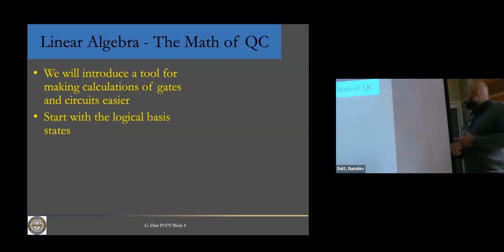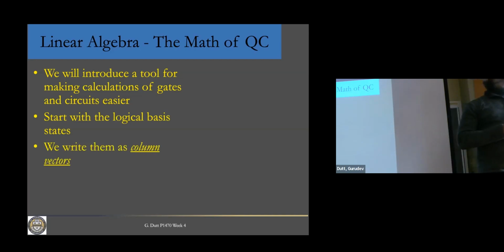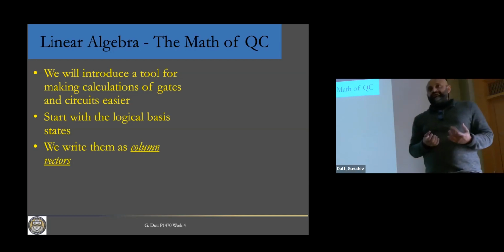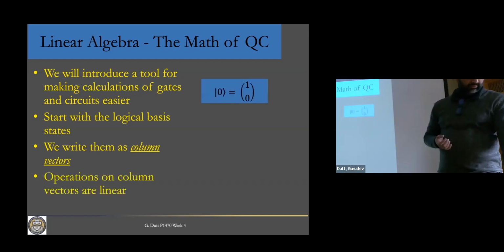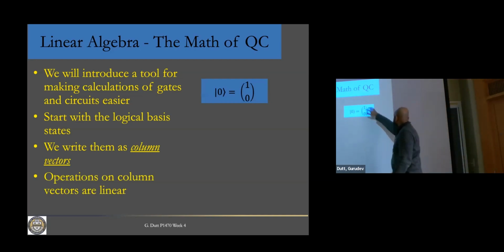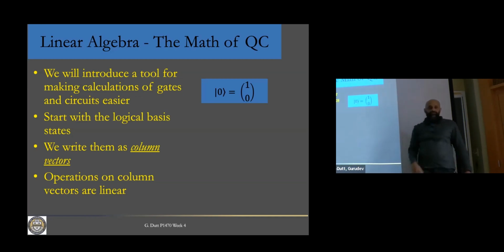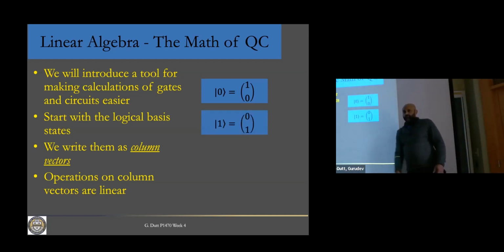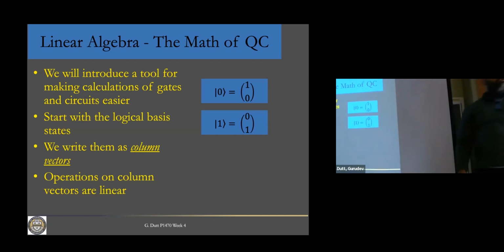And so we'll start with the logical basis states, 0 and 1. And we will write them now as column vectors of numbers. So instead of just writing the ket 0, we will write it as a column vector with two numbers in it. Now, these two numbers can in general be complex, but for the basis states 0 and 1, they will just be the column vector (1, 0) for the state 0 and (0, 1) for the state 1. So these are column vectors.